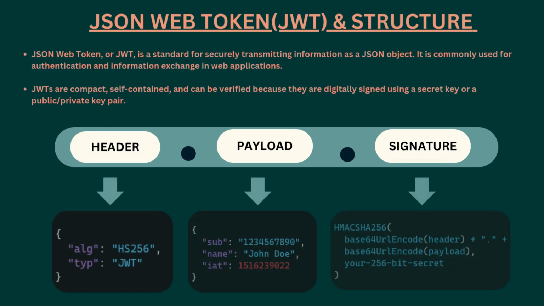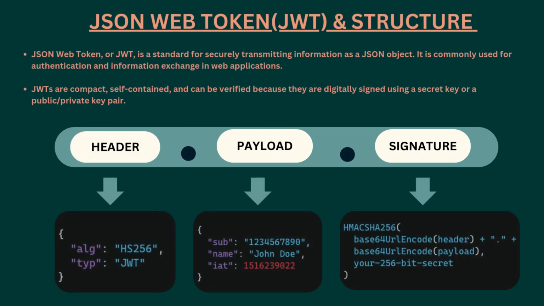So what is JSON Web Token or JWT? It is a standard for securely transmitting information as a JSON object, used for authenticating and information exchange in web applications. JWTs are compact, self-contained, and can be verified because they are digitally signed using a secret key or a public-private key pair. So the structure of JWT consists of three parts: the header, the payload, and the signature. These parts are encoded using base 64 and concatenated with dots.